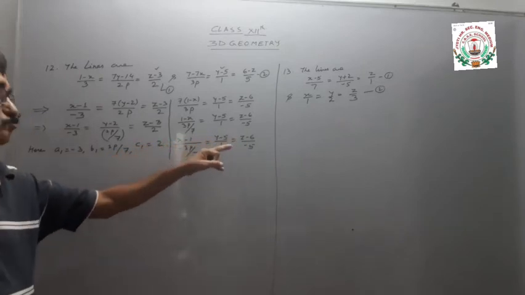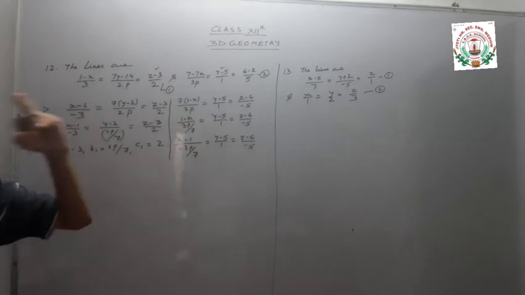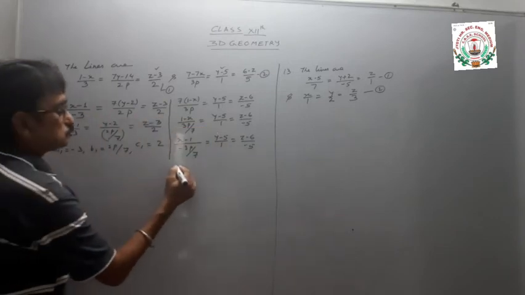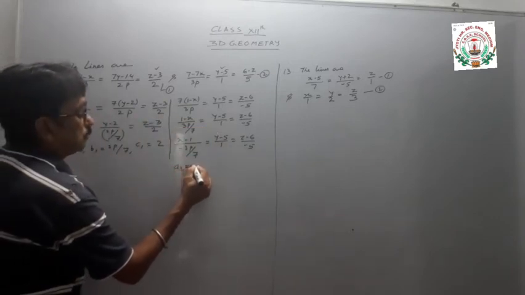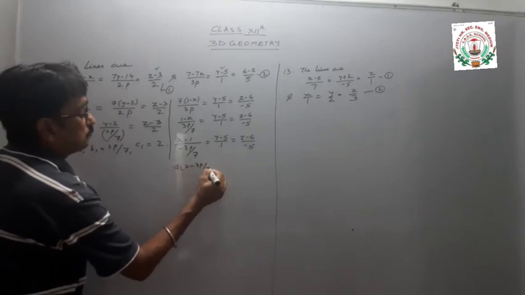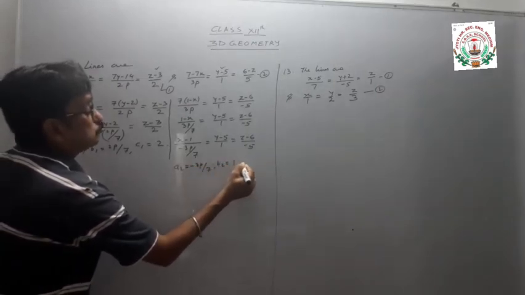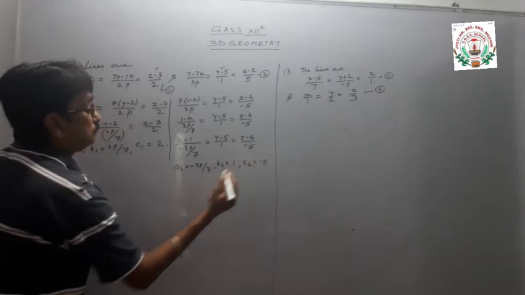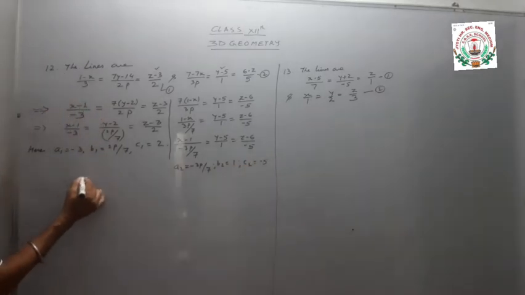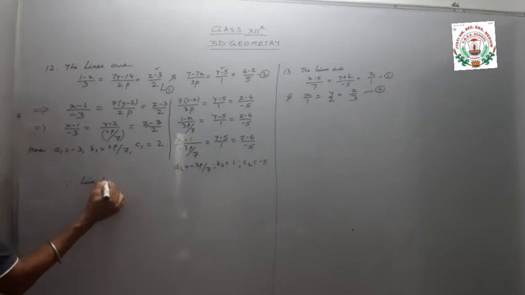अब ये कन्वर्ट हो गया जनरल फॉर्म में, (x − x2)/a2, (y − y2)/b2, (z − z2)/c2. सो अब a2 की वैल्यू हो गई −3p/7, b2 की वैल्यू हो गई 1, c2 की वैल्यू हो गई −5.